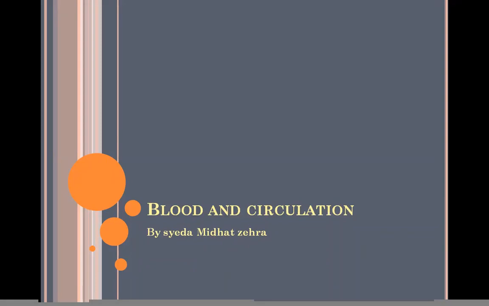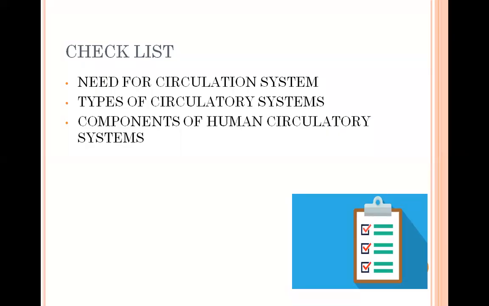That is blood and circulation. It is from the syllabus of IGCSE O levels. Course outline: by the end of this presentation, you will be able to know the need for a circulatory system, types of circulatory systems, and components of the human circulatory system.